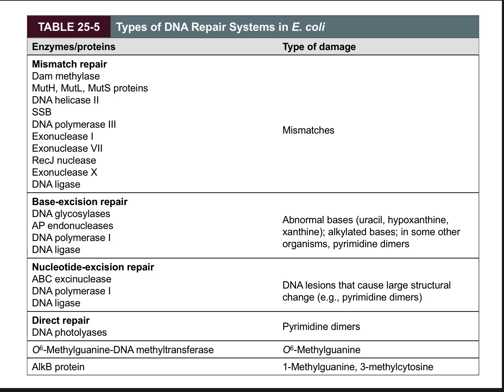And on the next slide, in table 25.5, we see enzymes and proteins that are involved in DNA repair. In the first column, you see the enzymes and the proteins. So here we see the different proteins that are involved in mismatch repair, base excision repair, nucleotide excision repair, and direct repair. And those are the processes that we'll talk about. And then these are the types of damage that each protein is responsible for correcting.